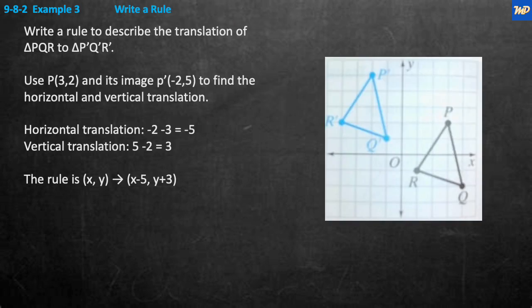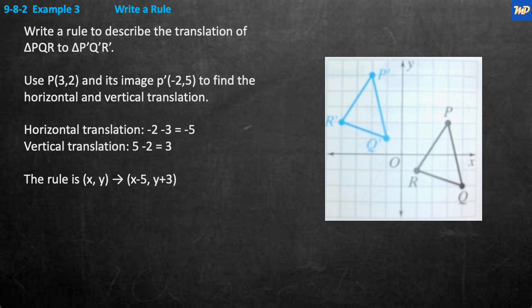Okay, example 3. Write a rule. So this isn't hard, but let's look at it. It says, write a rule to describe the translation of triangle PQR to triangle P prime Q prime R prime. So we're moving this triangle, okay? So it says use P of 2, 3 and its image P prime -2, 5 to find the horizontal and vertical translation. So all you have to do is pick one point and you get the translations for everything.